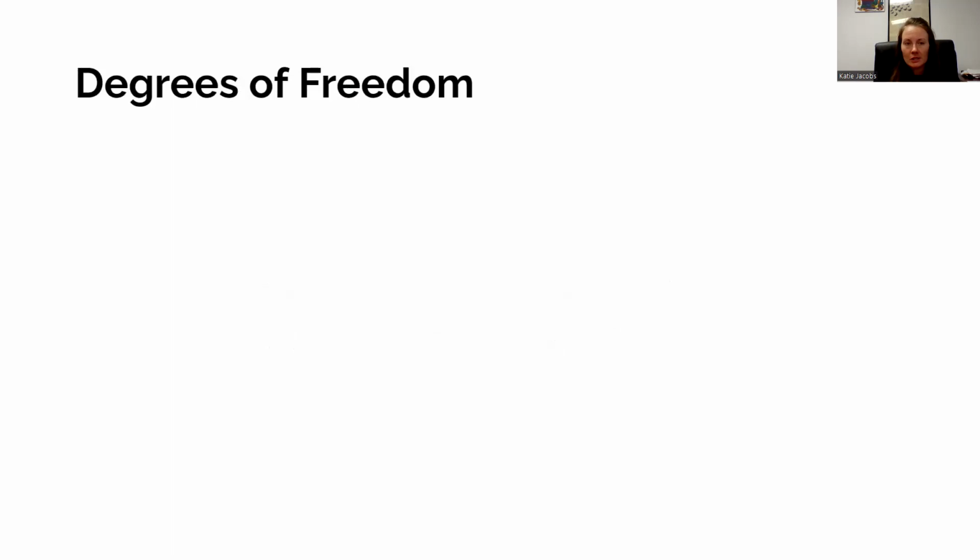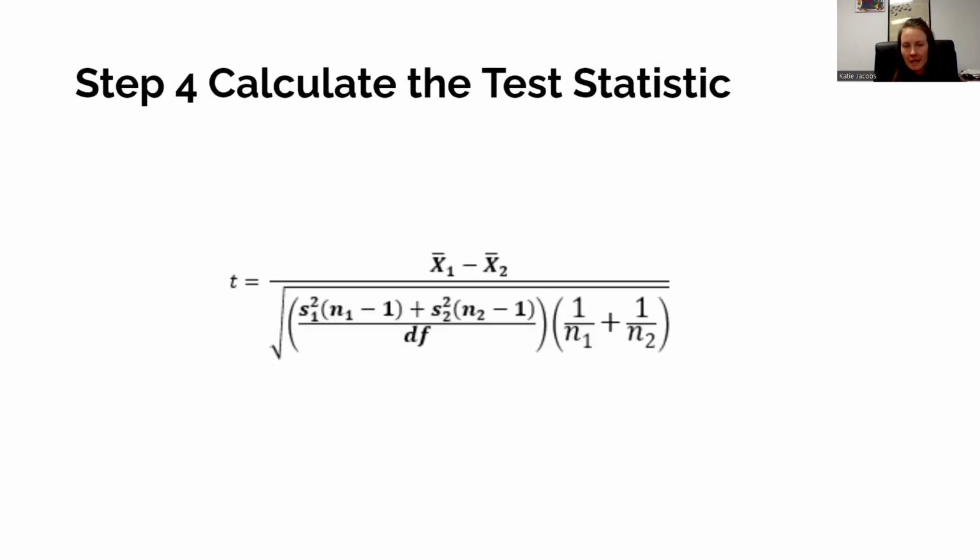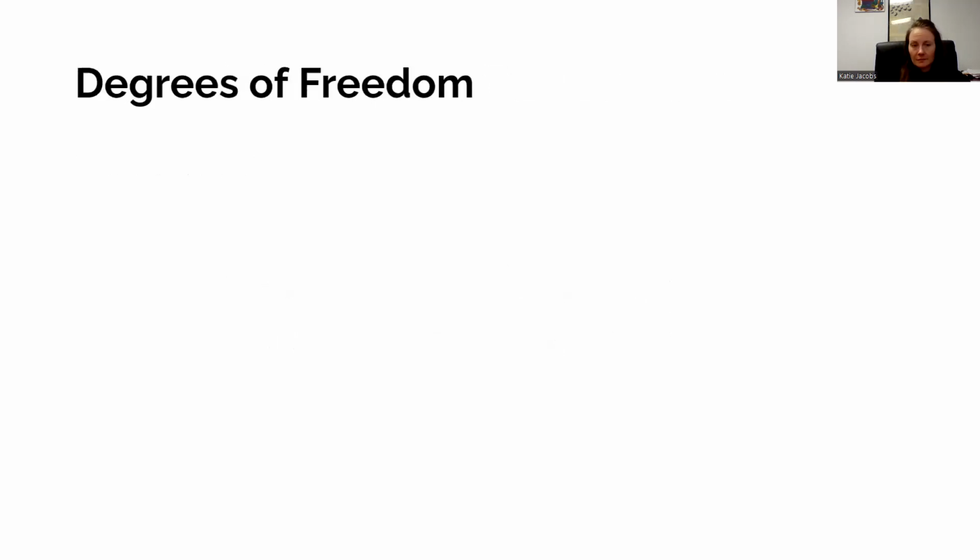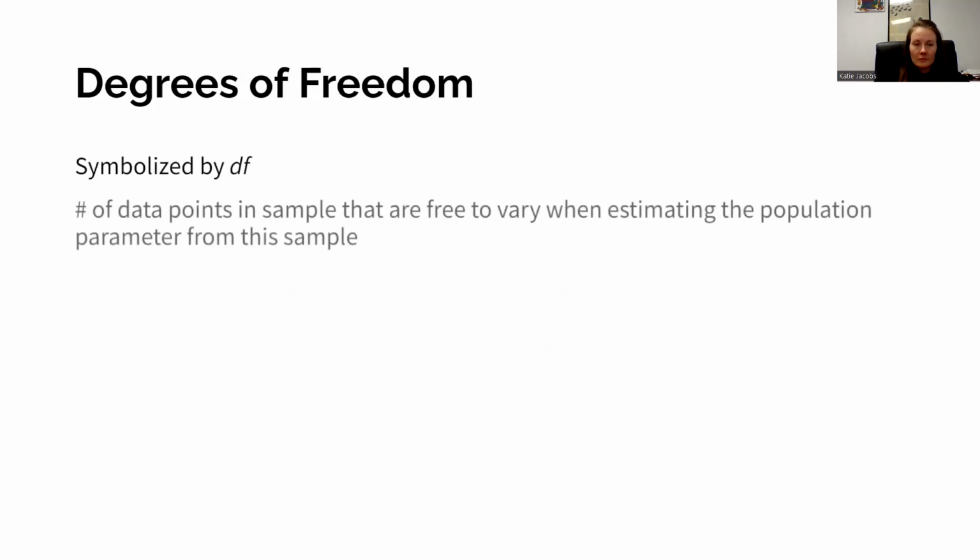So we're going to learn about degrees of freedom now. Its symbol is DF, so you're going to want to put that onto your symbol sheet right now. You're also going to want to put the symbol for our t-test as lowercase italicized t. So our t-test statistic is symbolized by t. Our degrees of freedom, here's our formal definition, but we're going to talk about this a little bit, is the number of data points in a sample that are free to vary when estimating the population parameter from the sample.